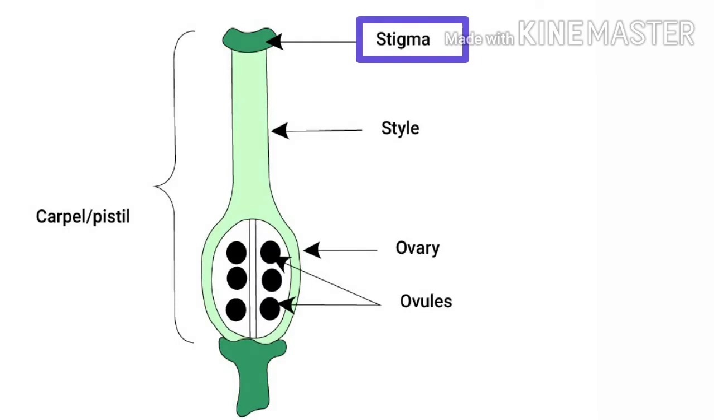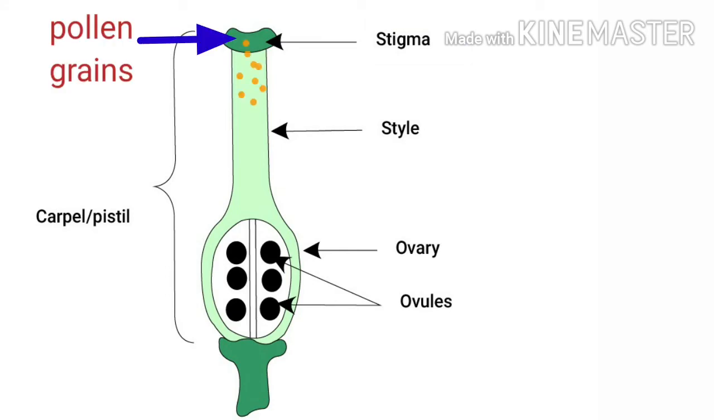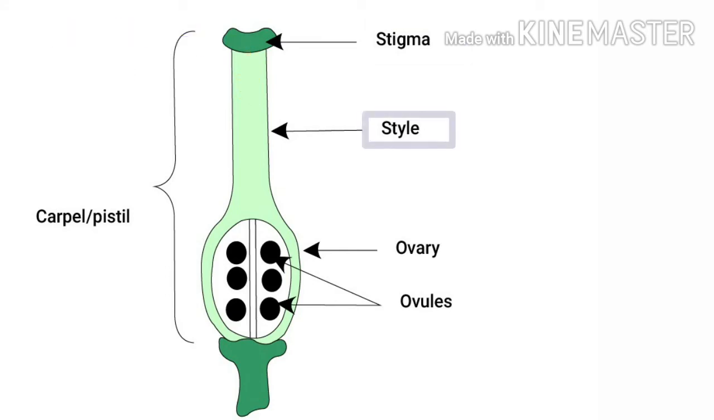Stigma. It is small, round and sticky part of the carpel located at the top of the style. Its function is to trap the pollen grains that fall on it. Style is the long stalk which connects the stigma to the ovary. Ovary is the swollen end at the base of pistil. It contains female reproductive cells called ovules.